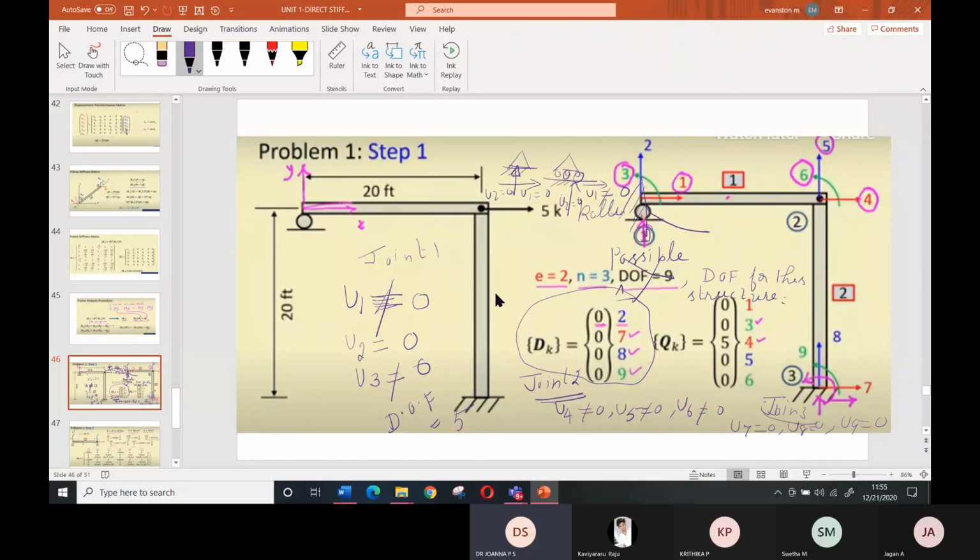Who asked the question, Kritika or Kalayarsi? Somebody has asked a doubt, no? Is it clear or should I explain a little more? Yes, ma'am, clear. Okay. Now you note down.